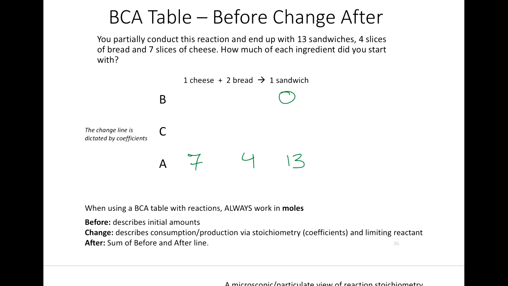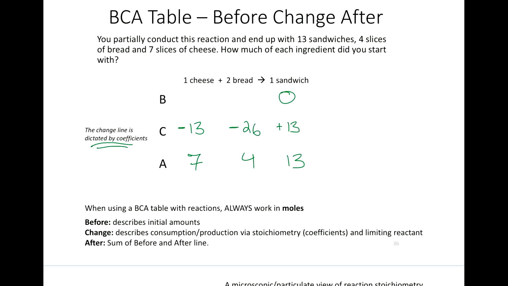You figure out what are the missing pieces, because there's a value you can calculate right now. If we started with 0 sandwiches and ended up with 13, it tells us a piece of information in that change line. It tells us that this number right here should be plus 13. And that is enough information to fill out the rest of that table, because remember, that change line has the exact same ratio as your balanced chemical equation. If you made 13 sandwiches, how many slices of cheese did you consume? 13, but what's the sign in front of there? Minus, and this is minus what?